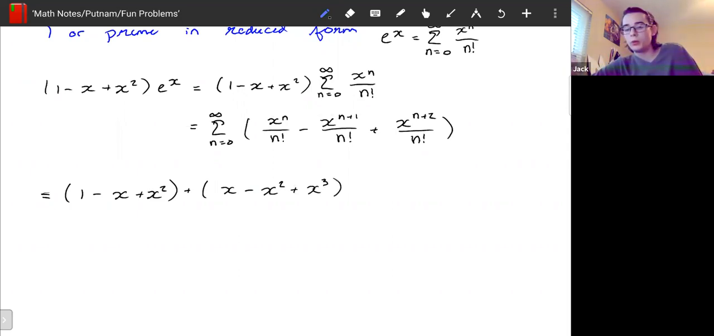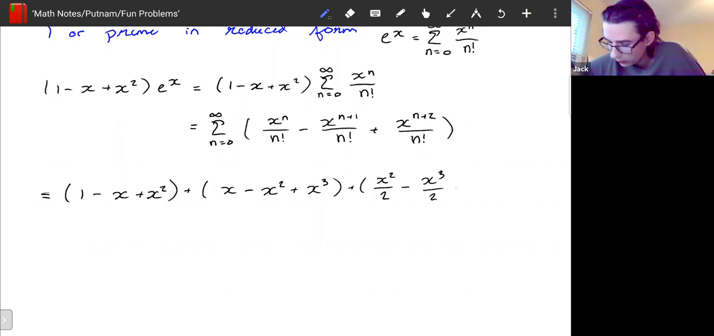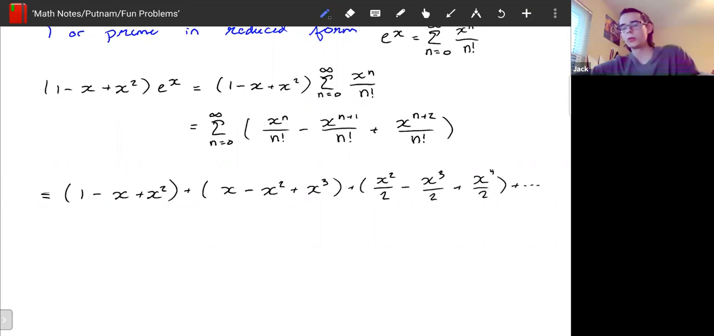And then let's do the next term. And that's going to start off with, this is going to be n equals 2 right here. 2 factorial, of course, is just 2. Still pretty simple. So we have x squared over 2 minus x cubed over 2 plus x to the 4th over 2, right? And this is just going to keep going. So let's see if we can notice any sort of pattern here.